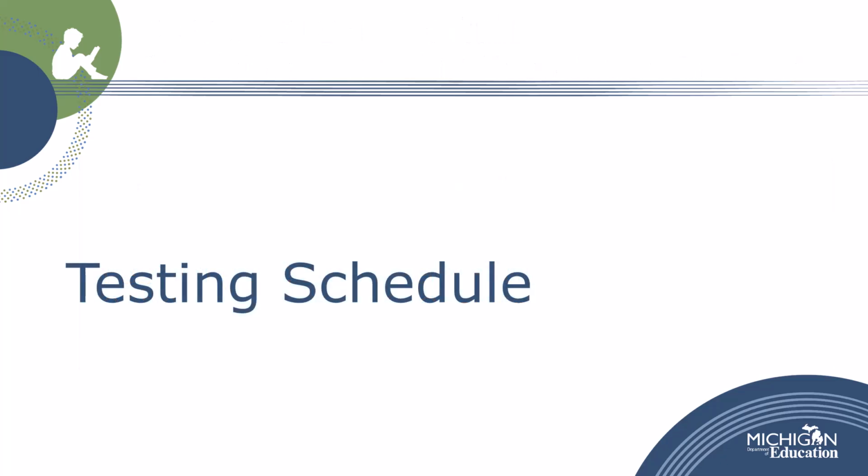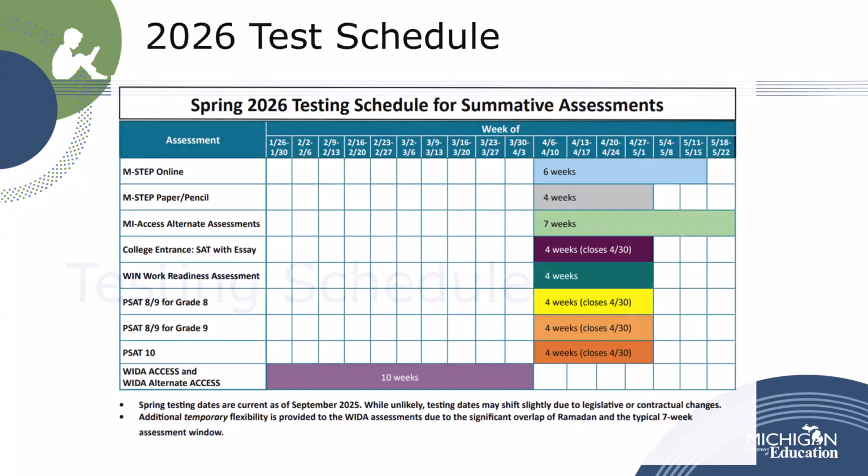Next, we will review the M-Step testing schedules. There is one 6-week window for online testing. Testing begins April 6 through May 15. Online testing is the same for all grades and content areas. Paper/pencil testing is one 4-week window, from April 6 through May 1. Students can take the paper/pencil test during any school day within that window.